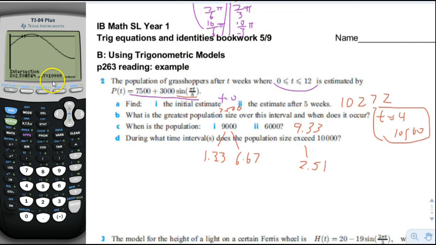That's the initial time, and then we'll find the time when it stops being over 10,000, which will also be found using second calc. And intersect. First curve, second curve. And then we'll go closer to this intersection. And it's 5.49.